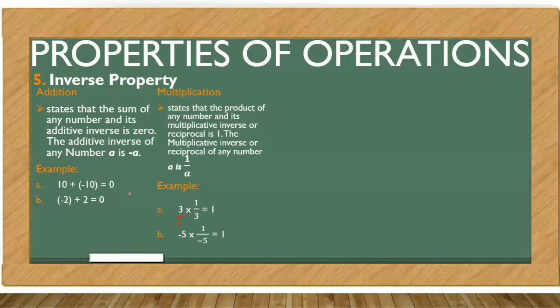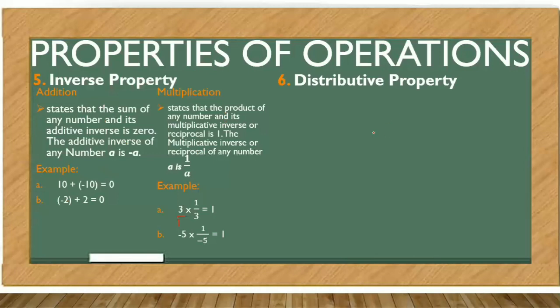Alright? Again, when we say addition of inverse property, yung kanyang kabaliktaran, dapat 0 ang laging sagot. Alright? Pag multiplication of inverse property naman, yung kanyang reciprocal, ang laging sagot is 1. Ang laging sagot ng inverse property, kapag multiplication, 1. Kapag addition ay 0.